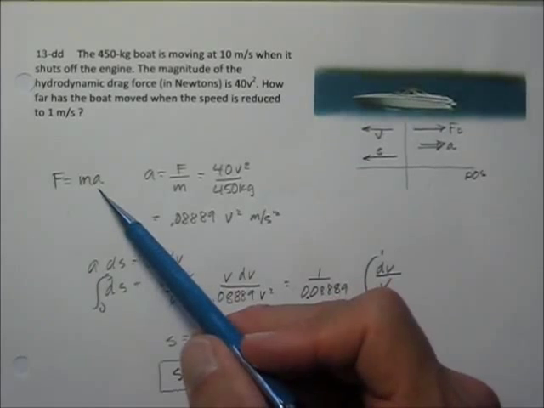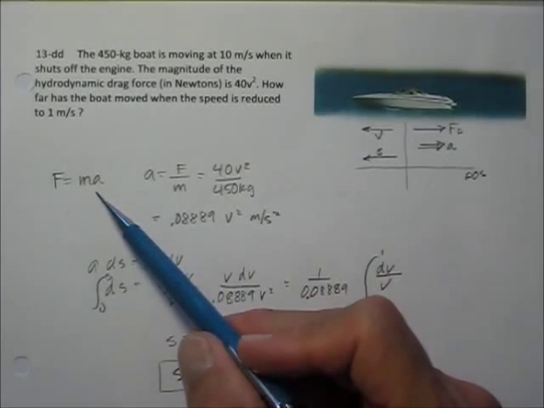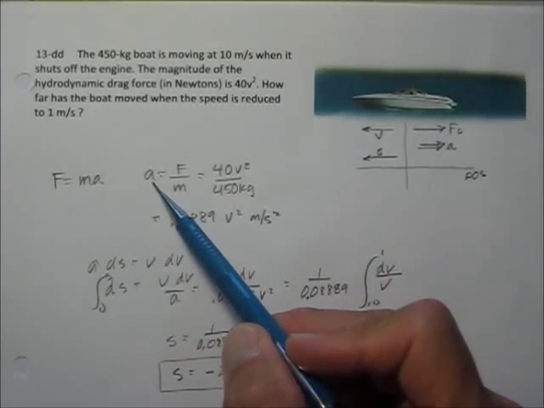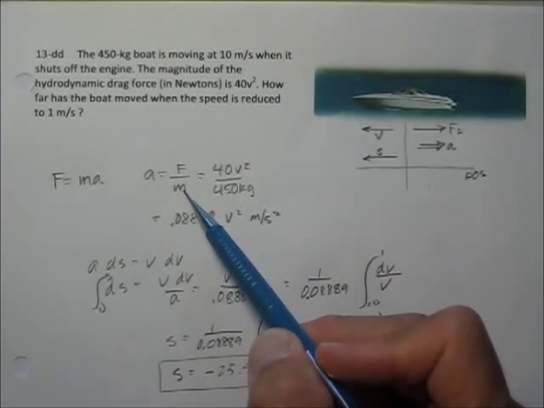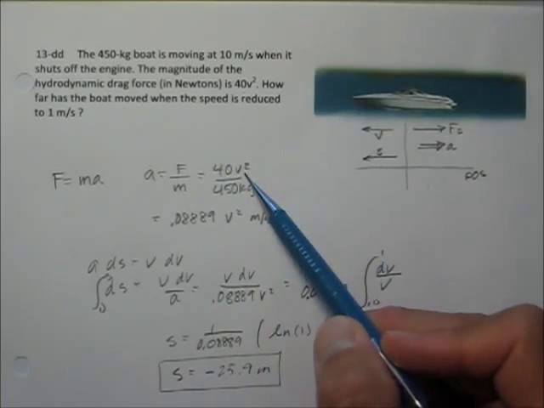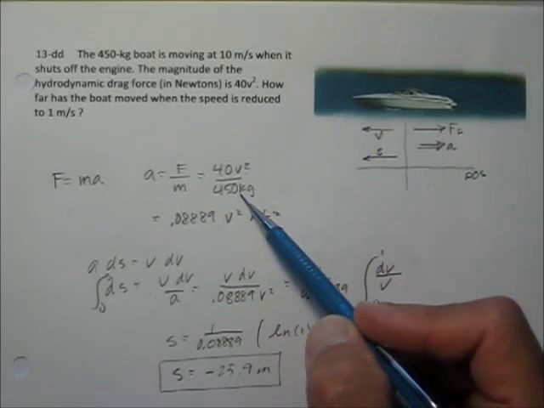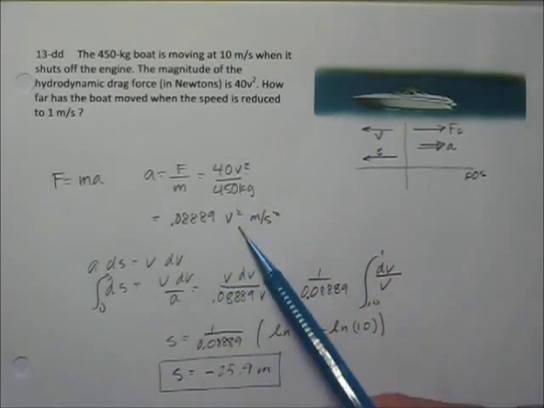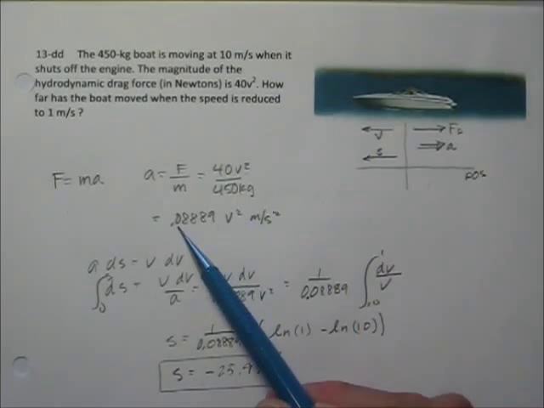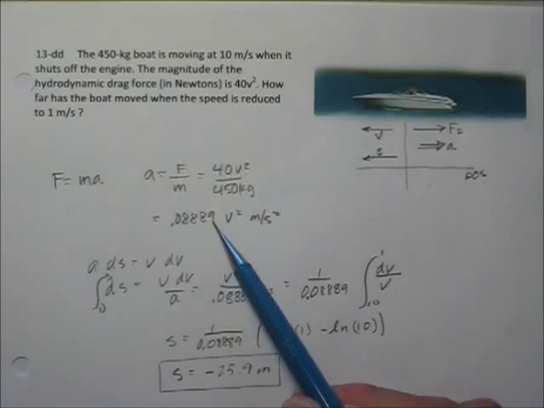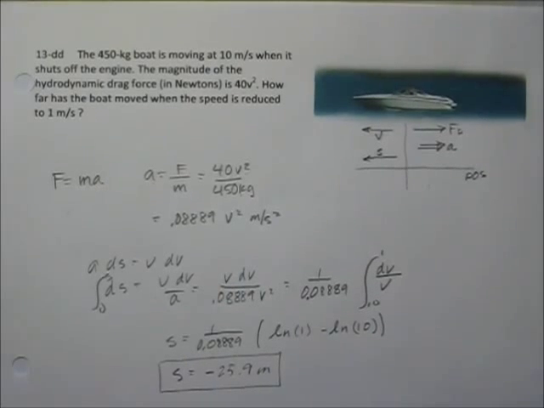So let's look at our F equals ma equation then. I can rearrange that, and I can say the acceleration is equal to the force over the mass. Well, the force is equal to 40 V squared, given in the problem. The mass is 450 kilograms. So I have an expression here in terms of velocity squared of 0.008889 V squared. That's my acceleration.